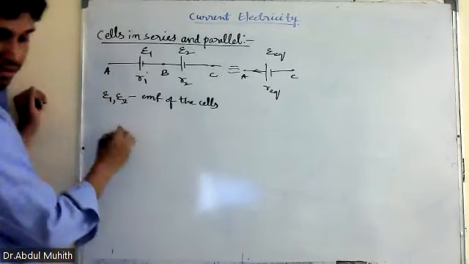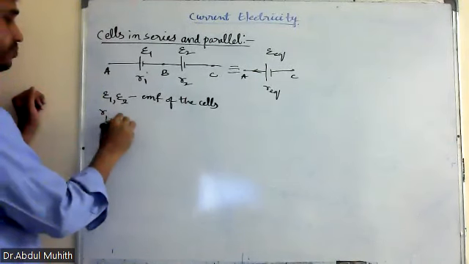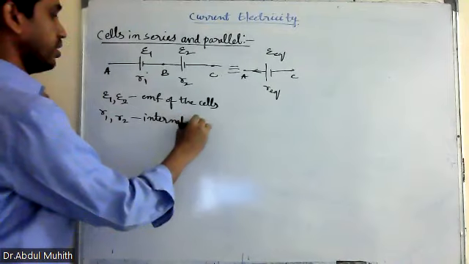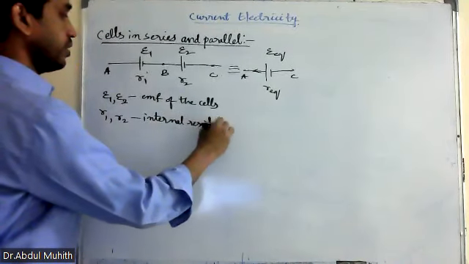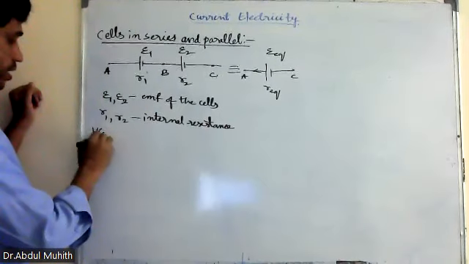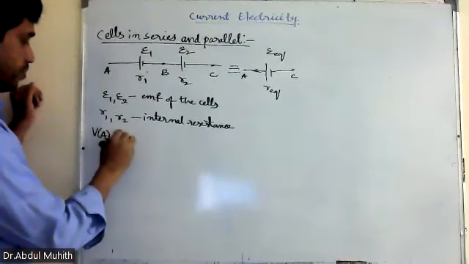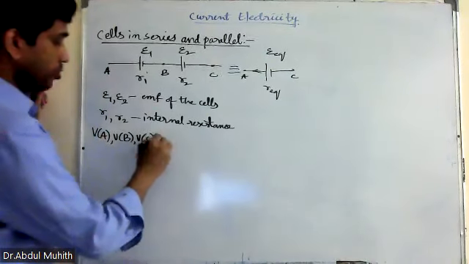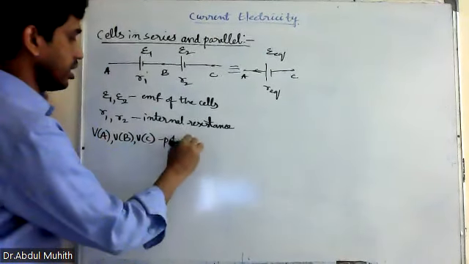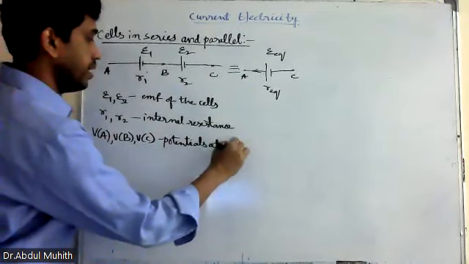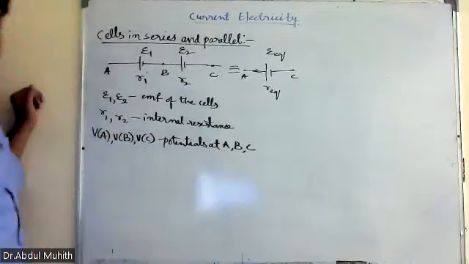EMF of cells. And R1, R2 is equal to what? Internal resistance. R1, R2 is said to be the internal resistance. Clear? Now V of A, V of B, V of C. They are the potentials at A, B, and C. These are the three potentials at A, B, C.